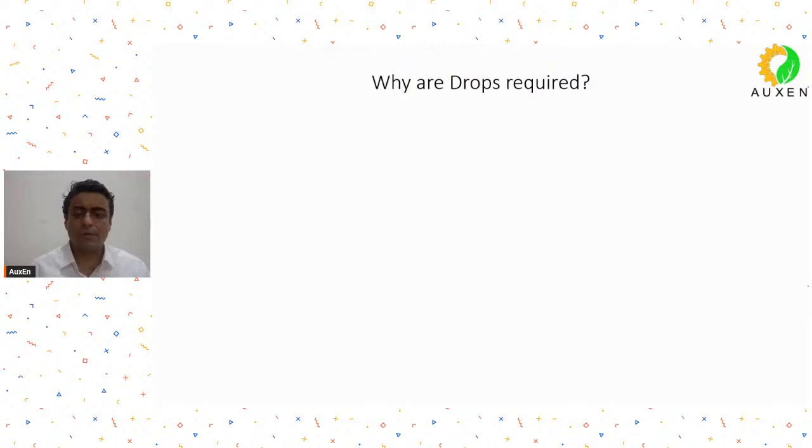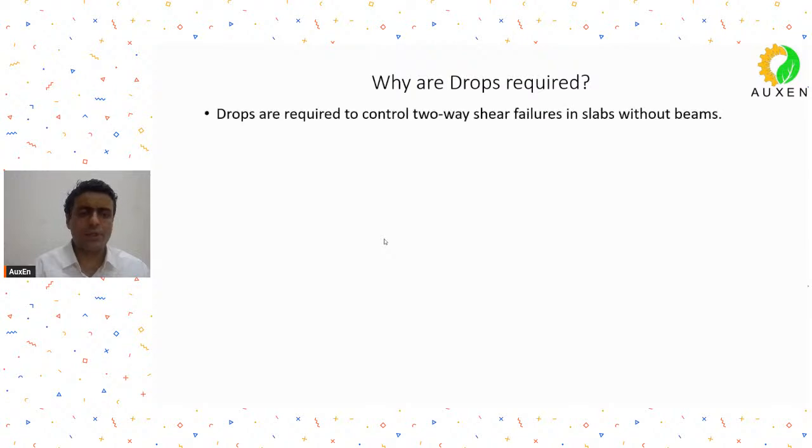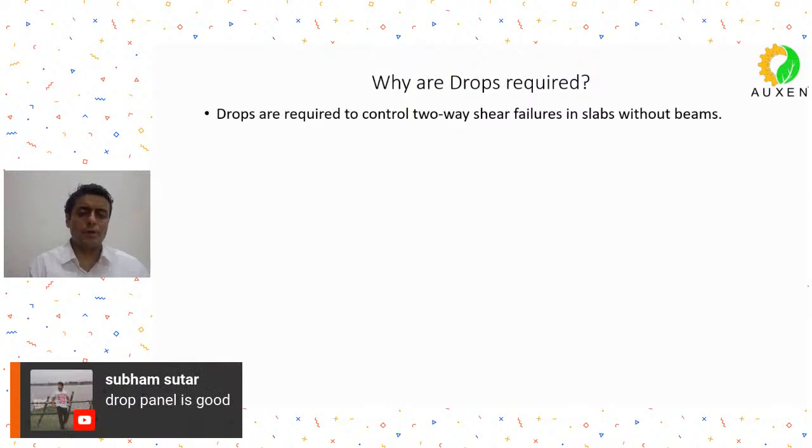Anyway, okay. First of all, why are drops required? Why did we require to provide drops? First, we need to understand that issue. I think most of us know it. So drops are required mainly to control the two-way shear stresses and to control the issue of punching in your slab without beam systems.